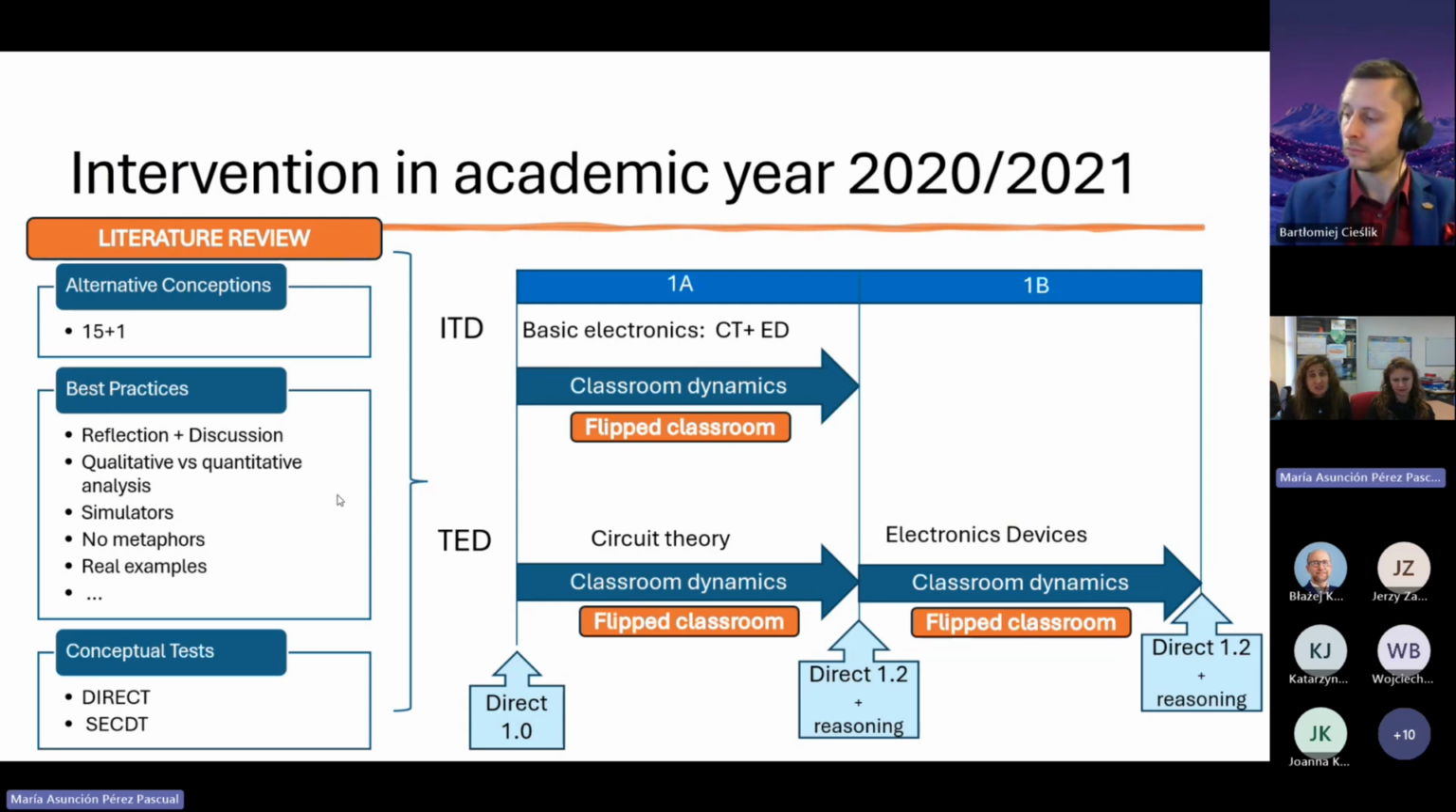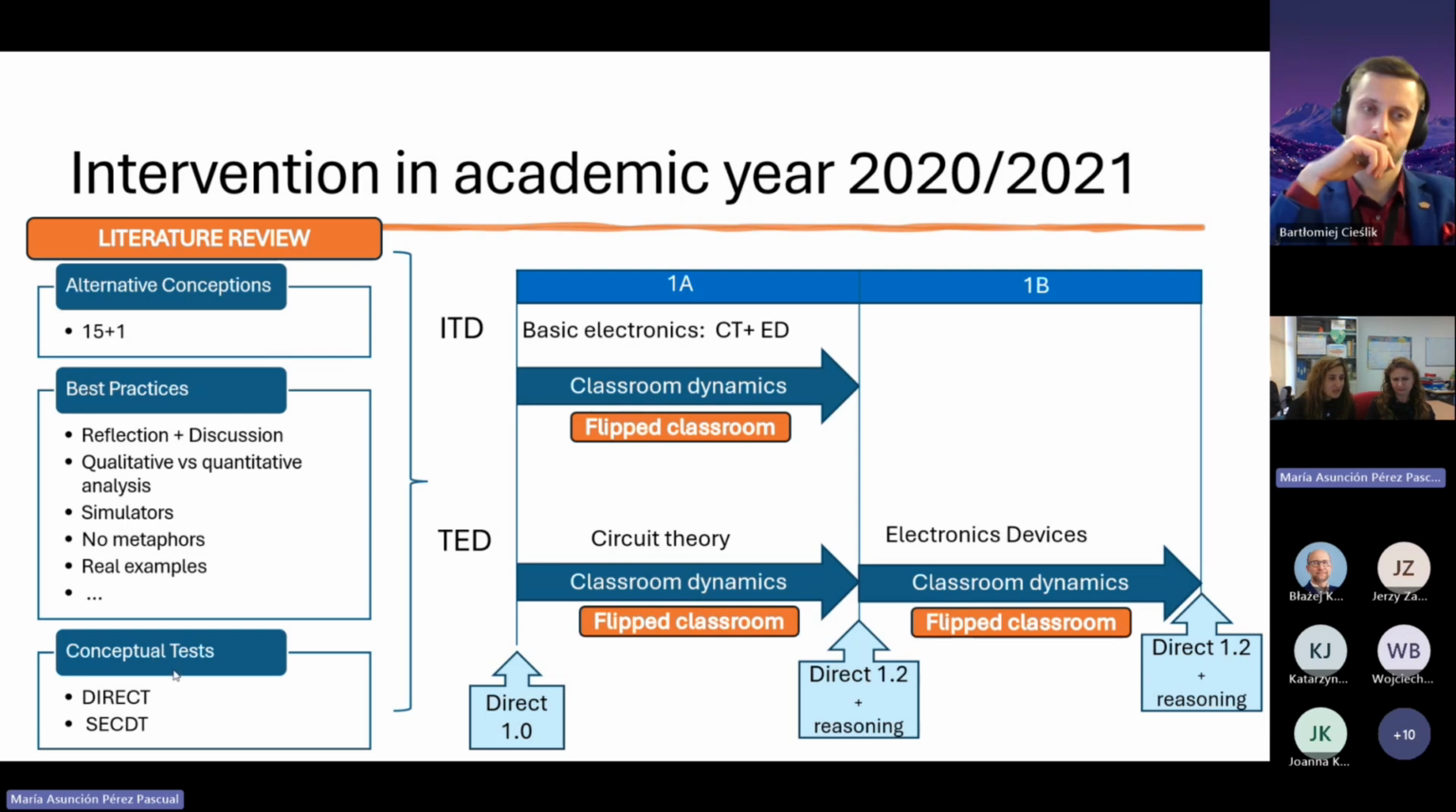And then we also needed to measure the understanding of this concept. And to measure the understanding, we looked for conceptual tests. We found two, and we decided to use the DIRECT test because it was previously used at university level. This test is composed of 29 multiple choice questions, most of them related to some alternative conception. So the conceptual tests are designed to identify problems of the students, alternative conceptions of the students.